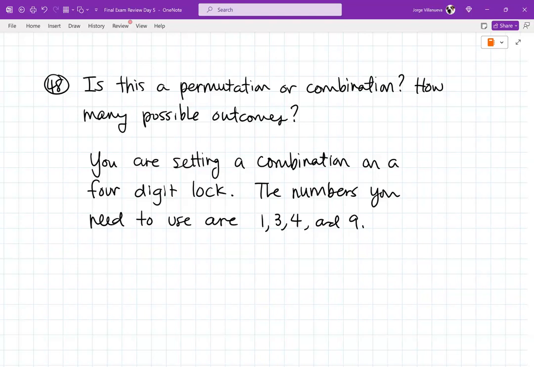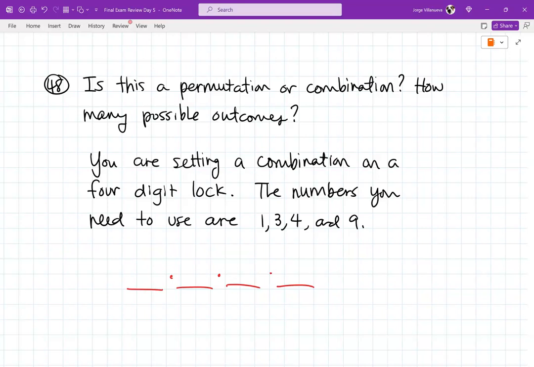Okay? So once I use 9, can I use it again? No. Well, if I use it again, then I'm not going to use either 1, 3, or 4. Again, I need to use all 4 numbers. So I can't repeat any of these. Okay? So it's a 4-digit combination. So I'm going to have to pick 4 numbers. So those are my 4 events.